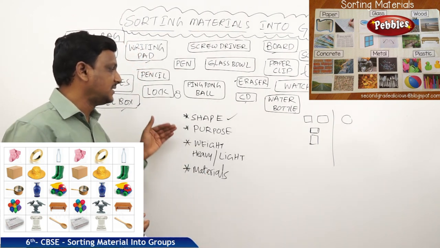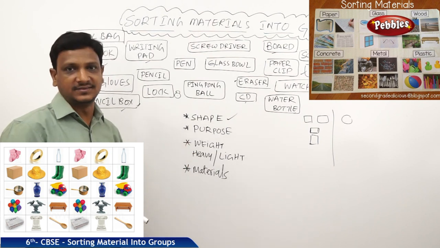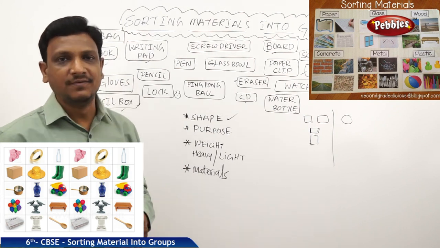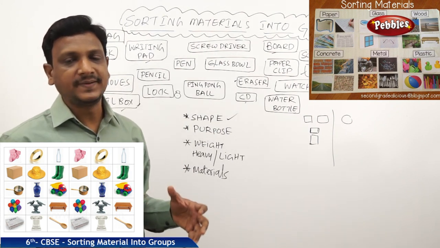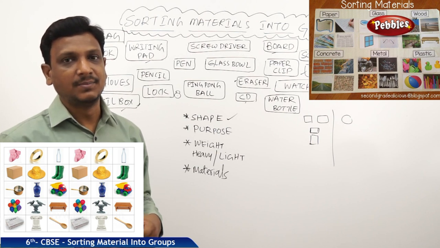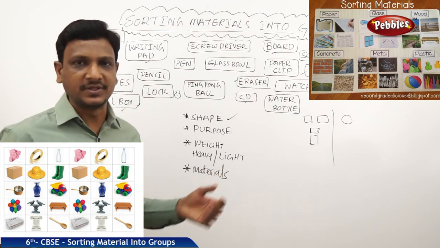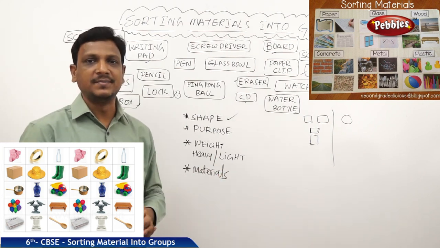So on basing the purpose also, we can classify the things, okay, right? But there also there will be some confusion in classifying. You cannot do it completely, right? But here you get an idea how to classify the things. You can classify the things on basing any property, depending upon your requirement.